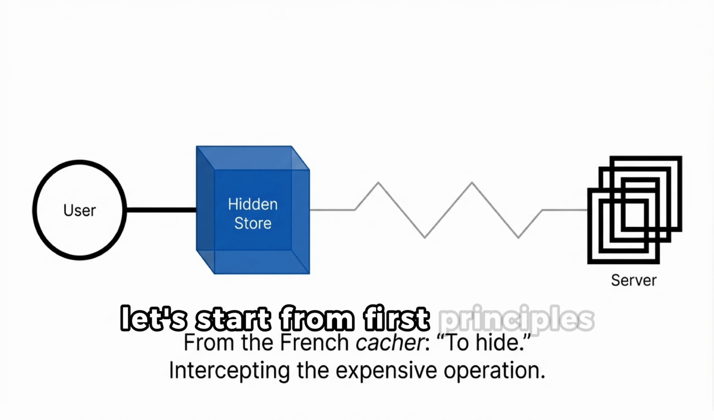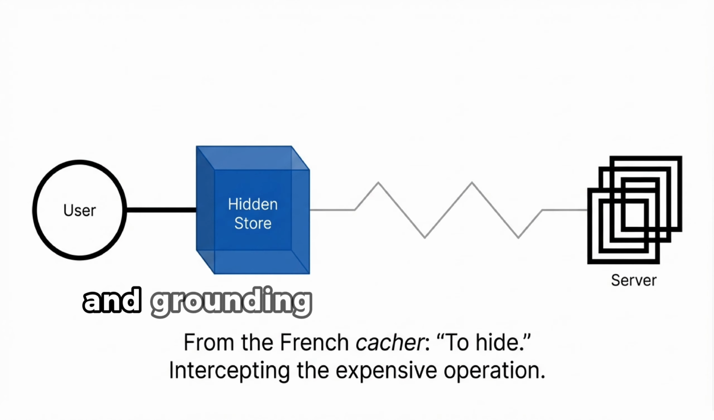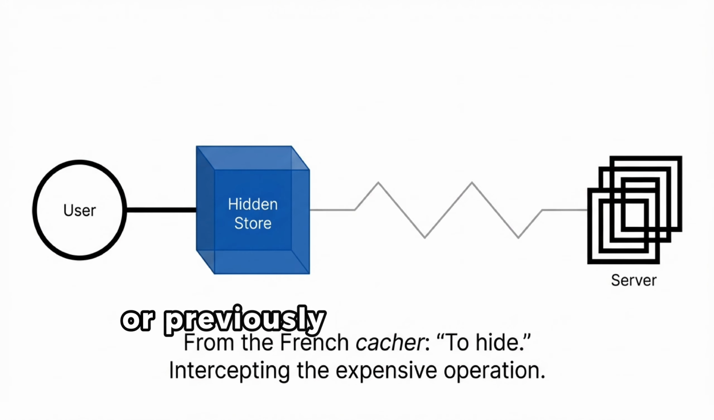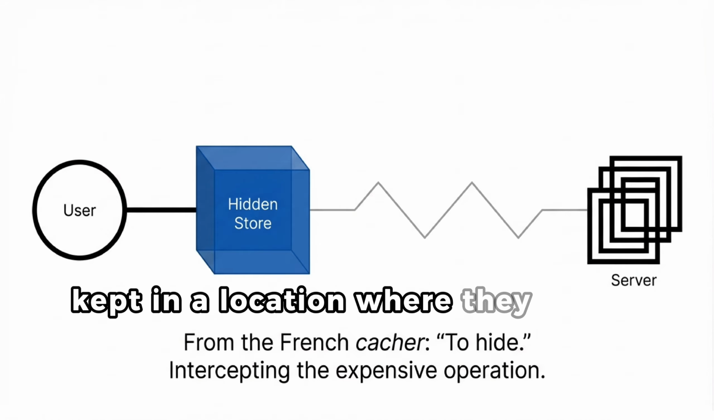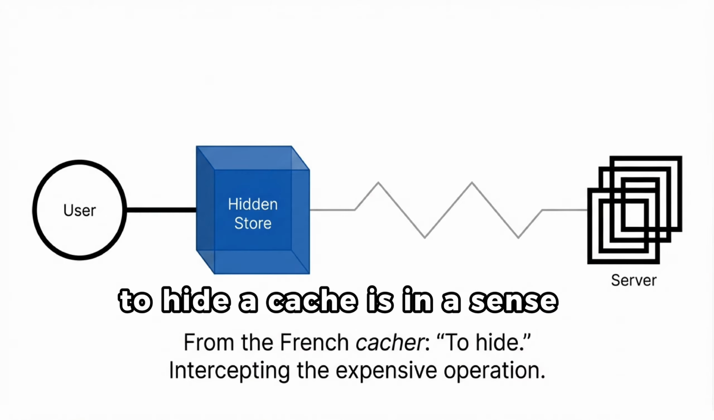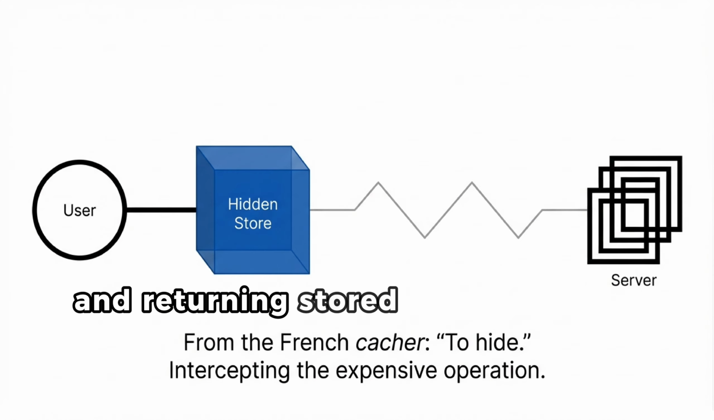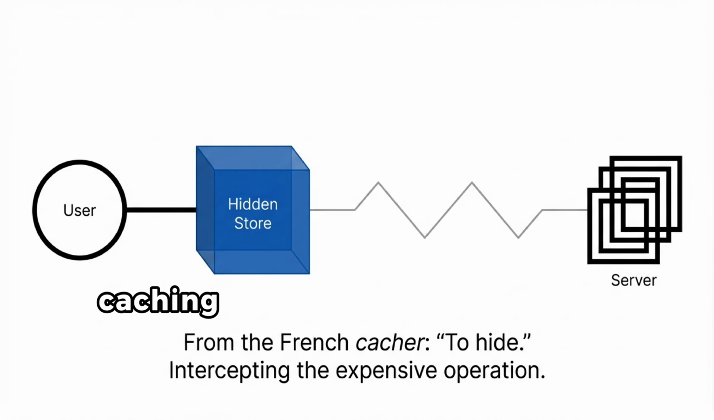Let's start from first principles, because caching is a general idea that applies far beyond DNS, and grounding it properly will pay off. A cache is a store of previously computed or previously retrieved results kept in a location where they can be accessed faster than recomputing or re-retrieving them from the original source. The word comes from the French cacher, to hide. A cache is, in a sense, a hidden store. It sits between you and the expensive operation you're trying to avoid repeating, intercepting requests and returning stored answers when it can. Caching shows up everywhere in computing, at every level of the stack.